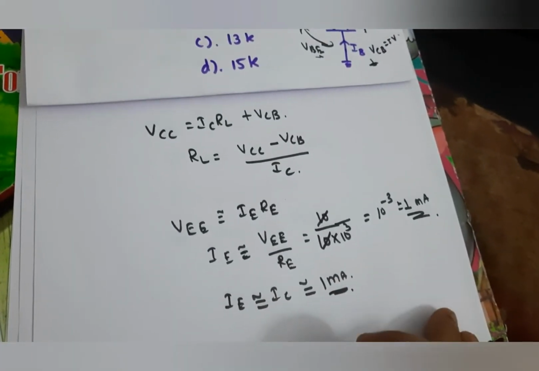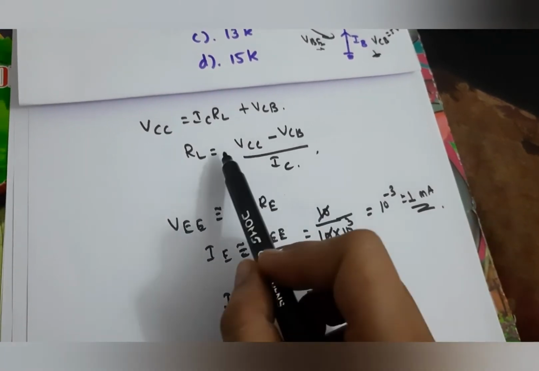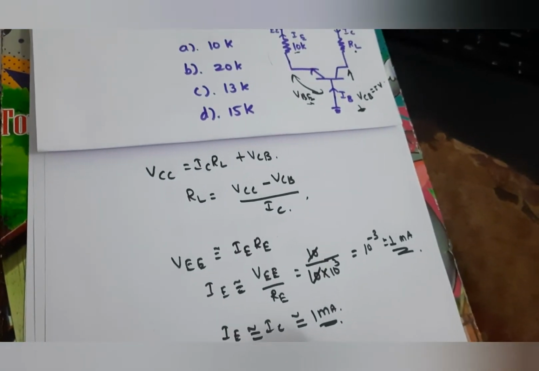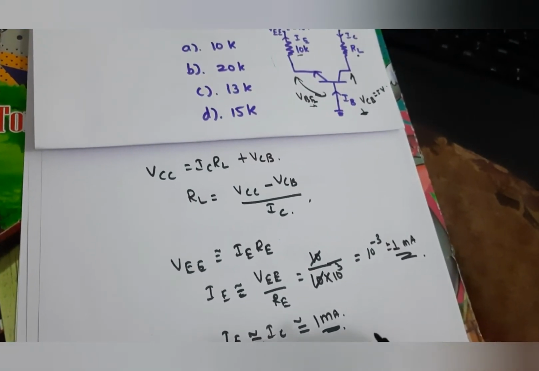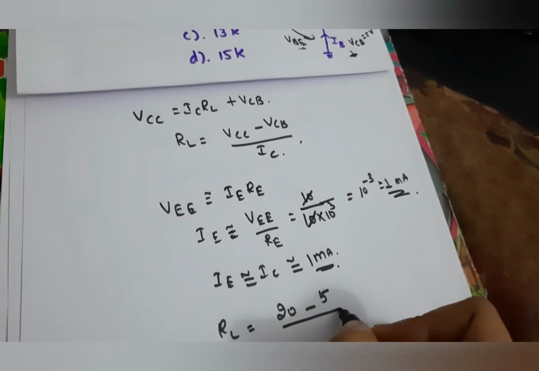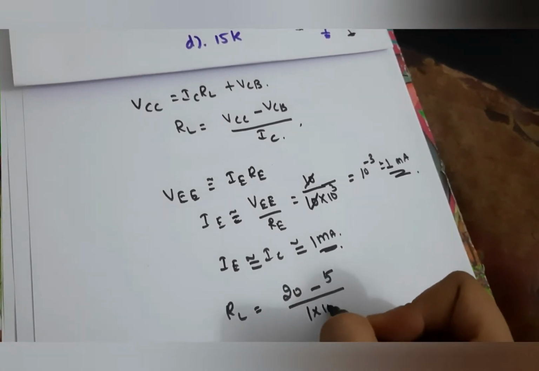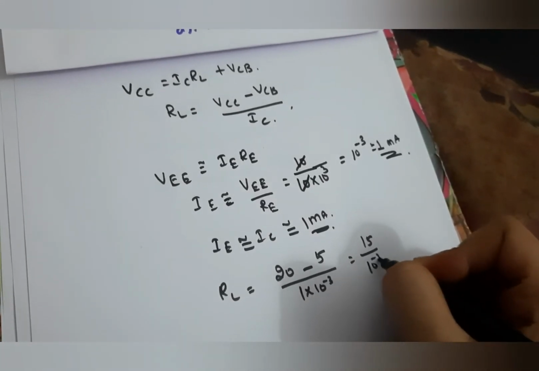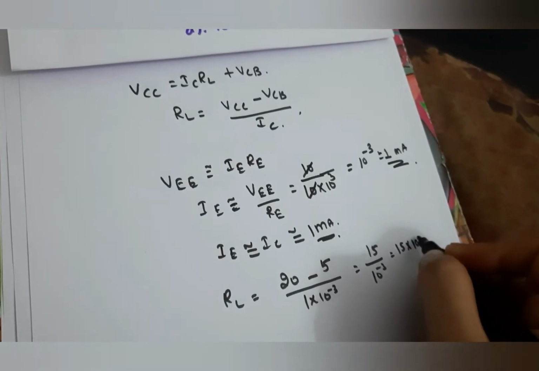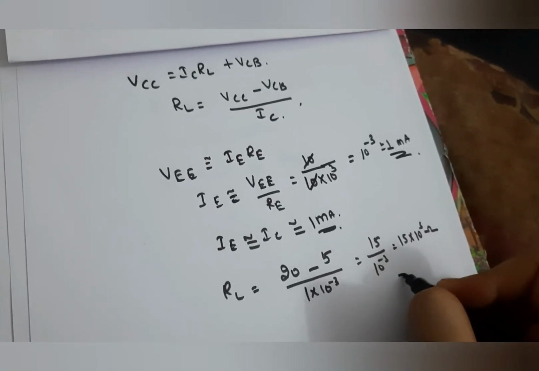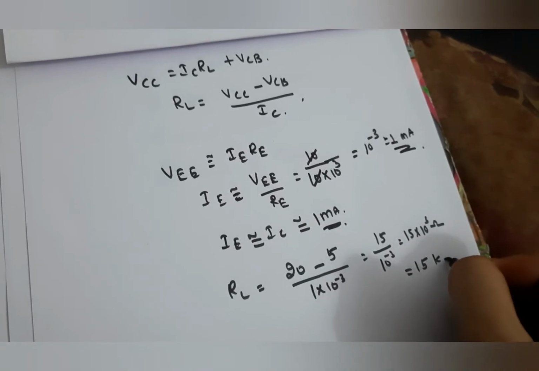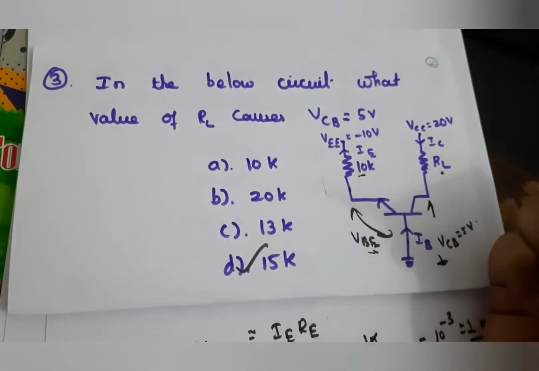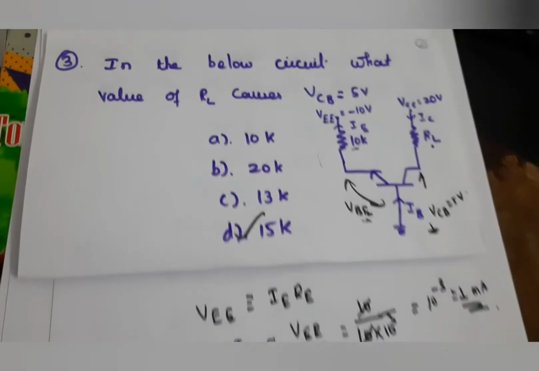And now we know the IC value, so using this equation we can find the RL value. RL is equal to VCC is 20 volt, and we need VCB equal to 5 volt, divided by IC value, 1 milliamps, 10 to the power minus 3. So that is 15 divided by 10 to the power minus 3, otherwise 15 into 10 to the power 3 ohm, that is 15 kilo ohm. So here the answer is D, 15 kilo ohm. RL value is 15 kilo ohm.